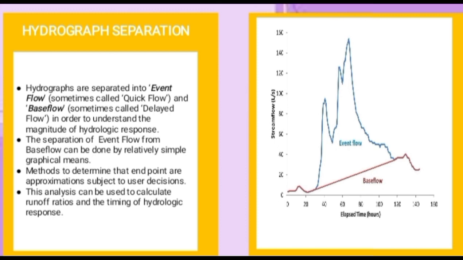Another piece of information: hydrographs are also separated into event flow, sometimes called quick flow, and base flow, which is sometimes called delayed flow, in order to understand the magnitude of the hydrologic response. The separation of event flow from base flow can be done by relatively simple graphical means. Methods to determine that endpoint are approximations subject to users' decisions. These analyses can be used to calculate runoff ratios and the timing of the hydrologic response.